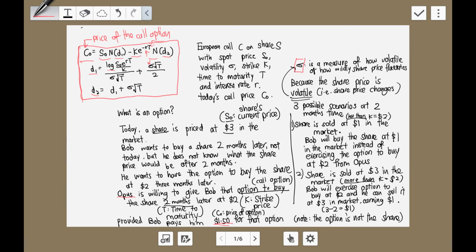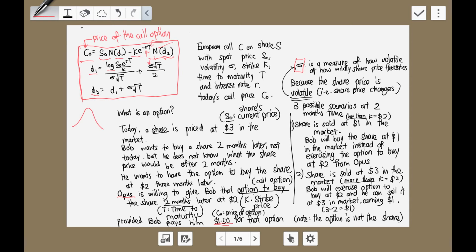the call option price. N here, actually the whole thing here, is a function. D is the input to the function. D1 and D2 are the inputs to the function, and this function is what we call the cumulative distribution function for a normal distribution. If you learn statistics, then you know what a normal distribution is. A normal distribution follows the shape of a bell curve.